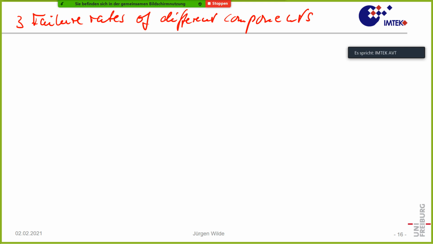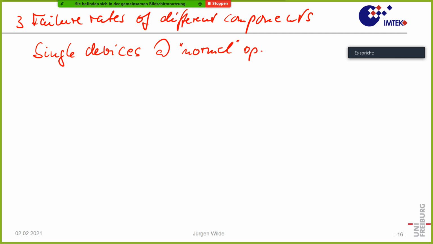So we're just talking about single devices, and we say at normal operating conditions, not too harsh. Yeah. What would be a failure rate for a microcontroller?